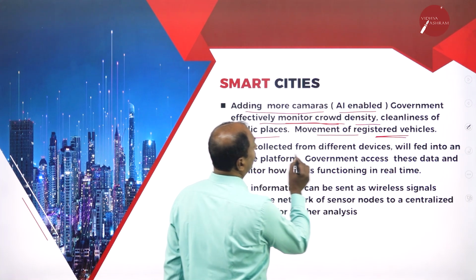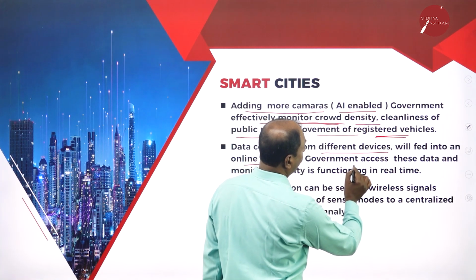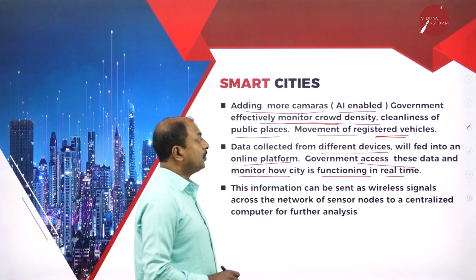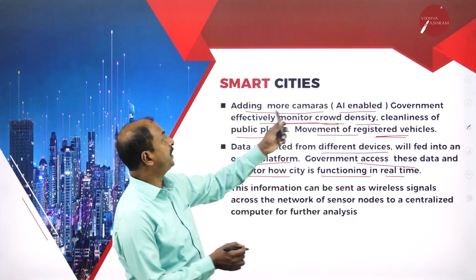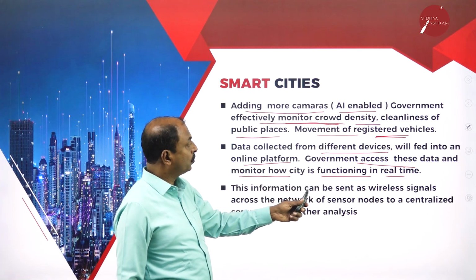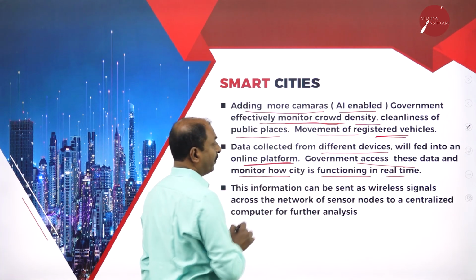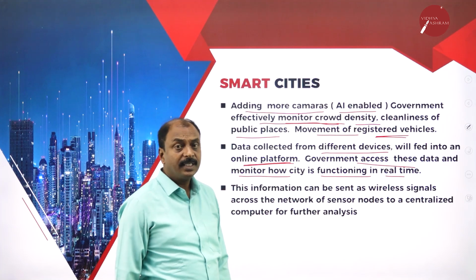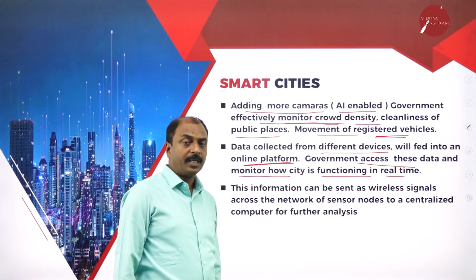Now, data collected from different devices will be fed into an online platform, and the government accesses this data and monitors how the city is functioning in real time. So actually, once all the data is collected from different devices, for example, here is CCTV. This data is collected from the CCTV and it goes to the different concerned departments through an online platform. So with the help of this, the government can access these different types of data and have a look at how the city is functioning in real time.